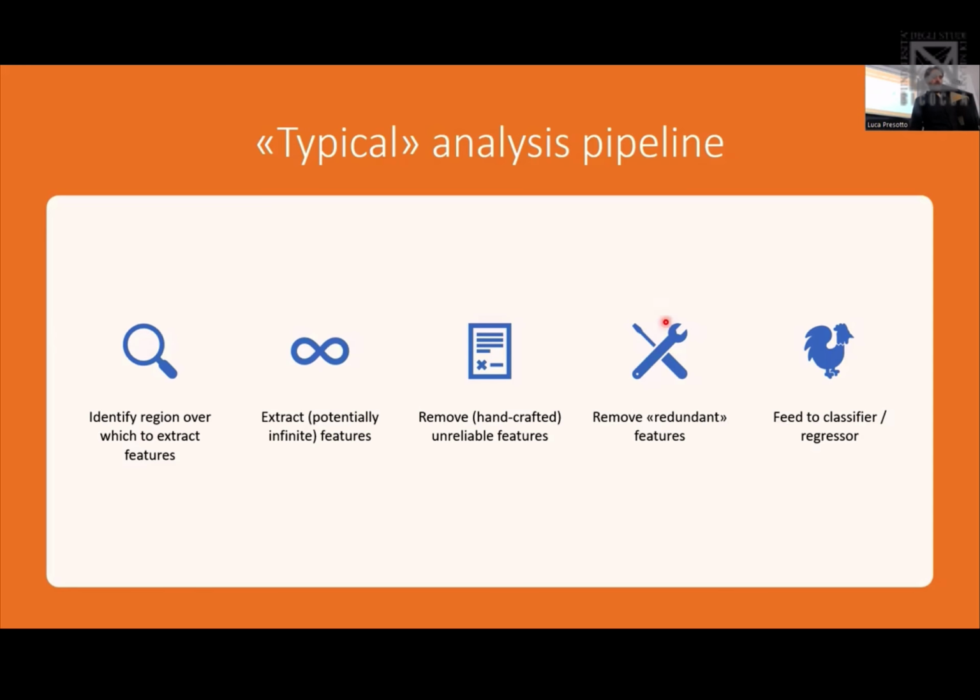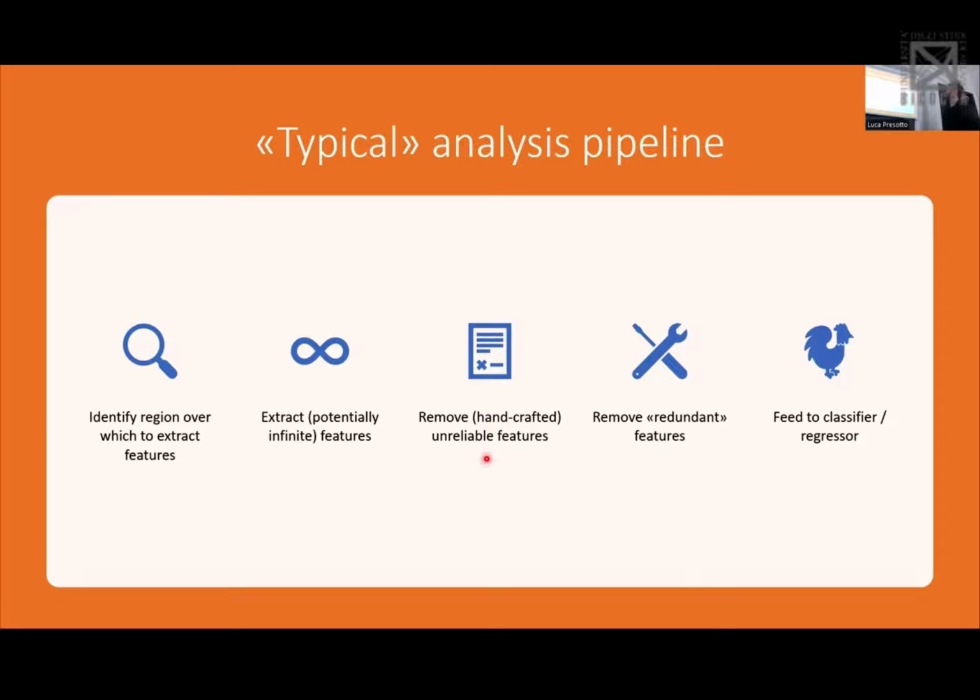Now, just to show a typical pipeline analysis, what you needed to do was identify the region over which to extract the feature. So you needed a segmentation, either manual or automatic, and in case it was automatic, you needed to decide which algorithm and so on. You had to extract potentially infinite measures, features, because when you start to deal with even just a spatial scale, which can be extremely relevant, so it's not something to discard, these 300 features blow up.